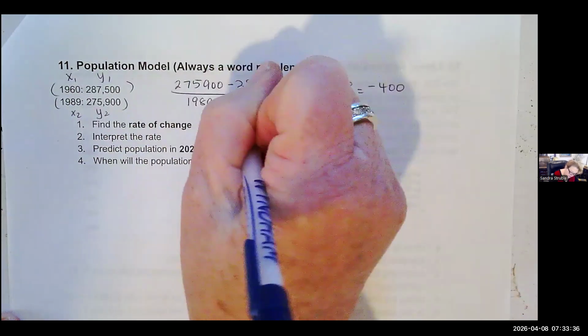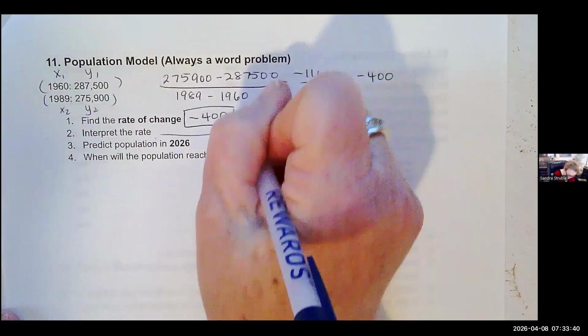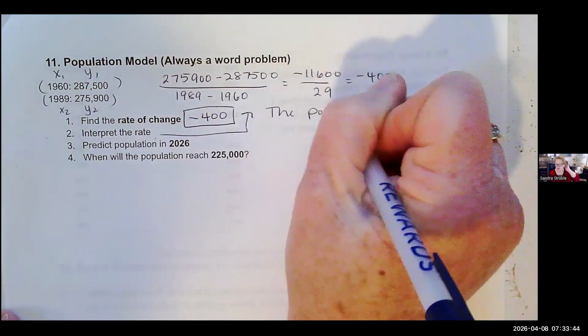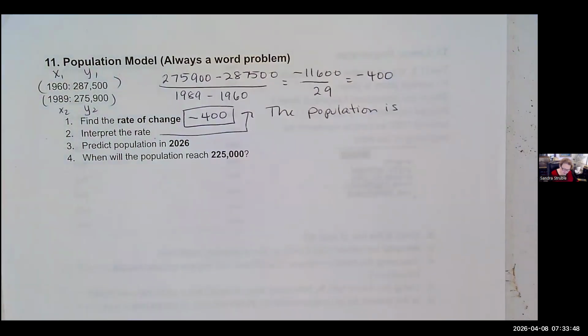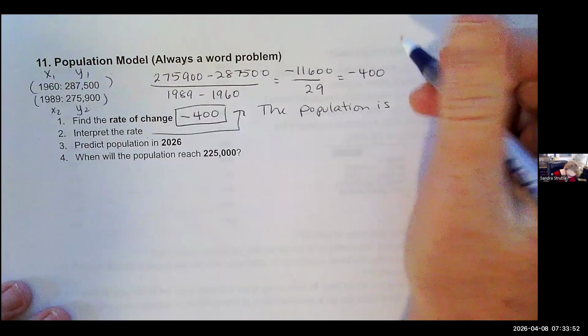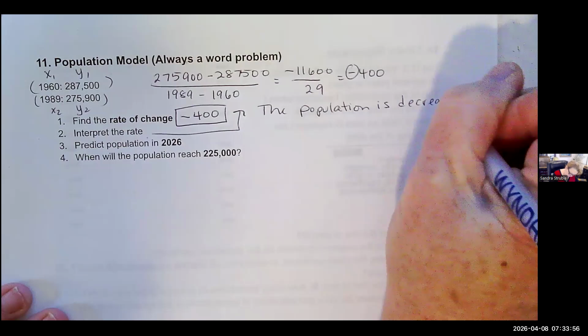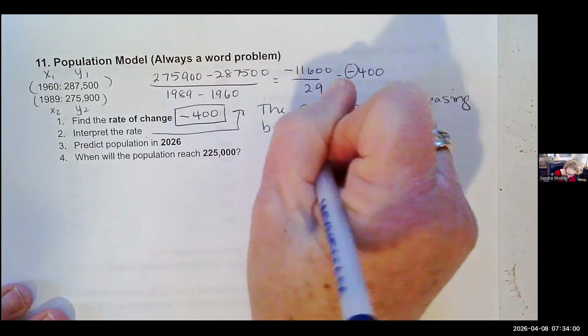Interpret the rate. The population is either increasing or decreasing. You need to provide one of those two words. That's it. Don't have to come up with anything crazy. The population is decreasing by 400 people per year.